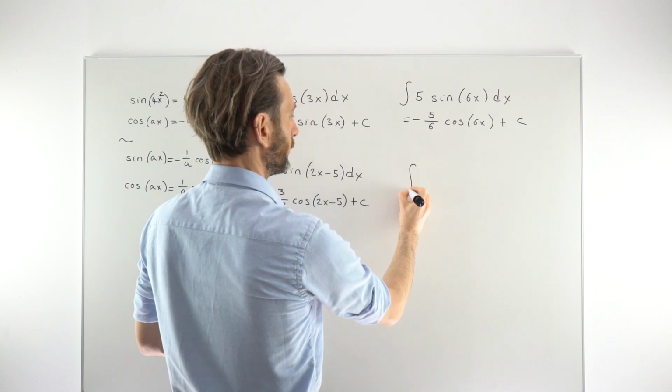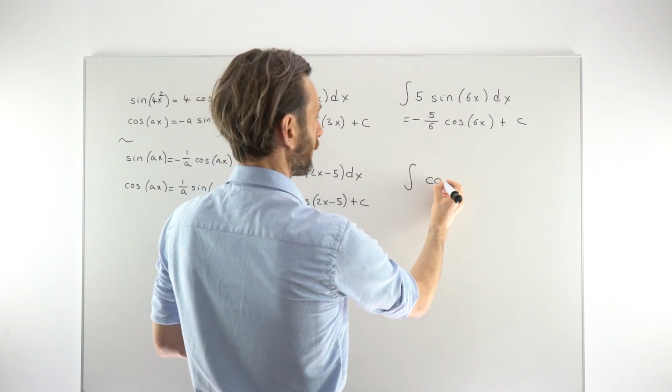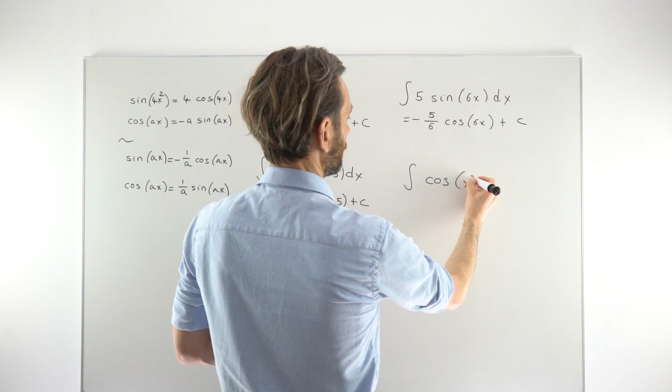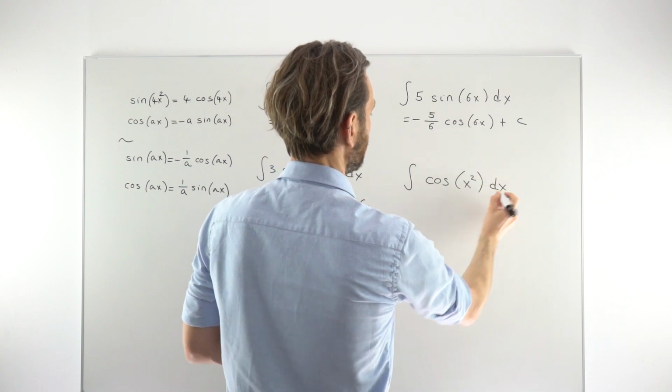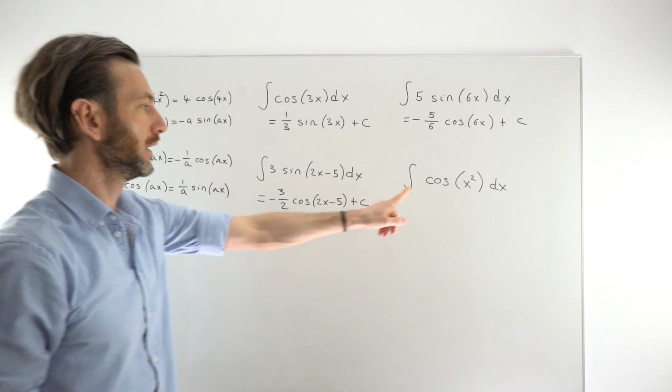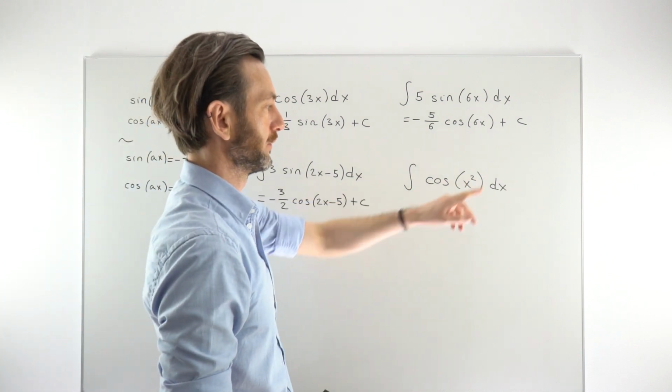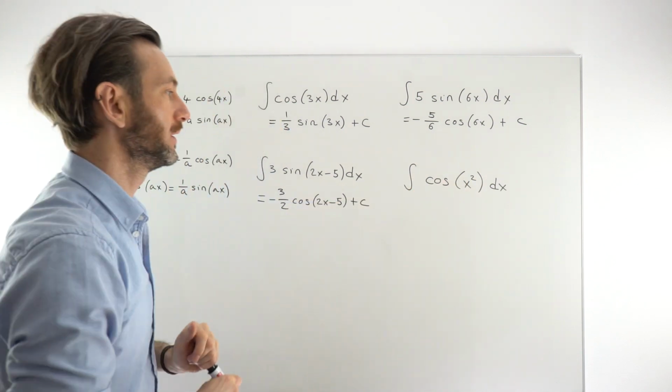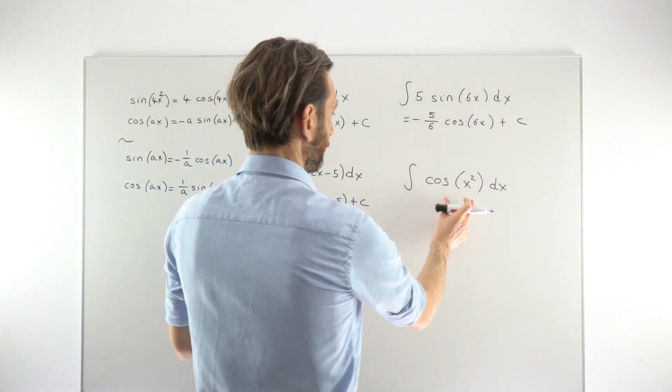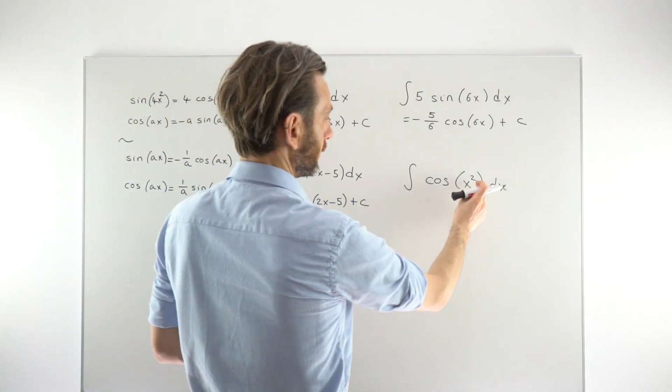Let's look at one more. So let's say we've got the integral of cosine x squared. So it's fairly common to see functions kind of like this, where you've got a sine or a cos and then some kind of powered x term inside. So what we need to think about in this case is the derivative of this guy here.